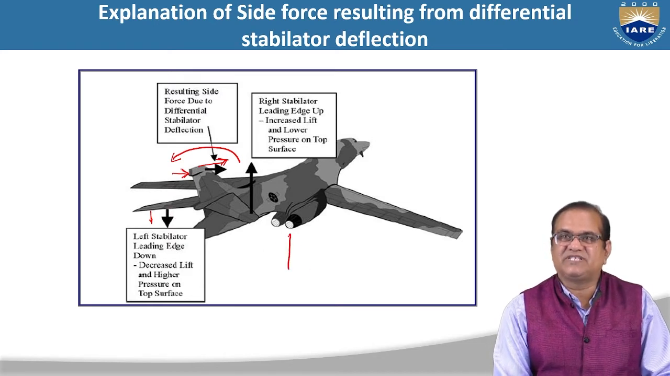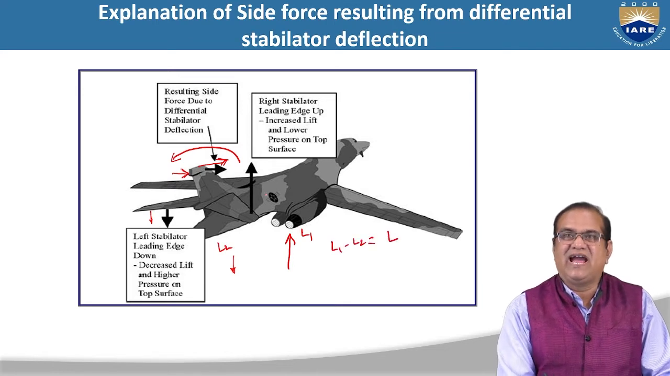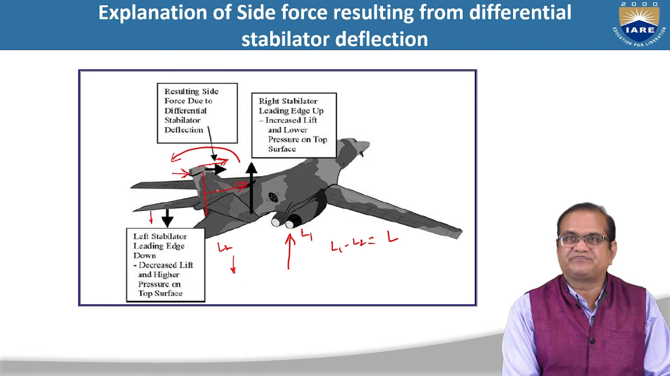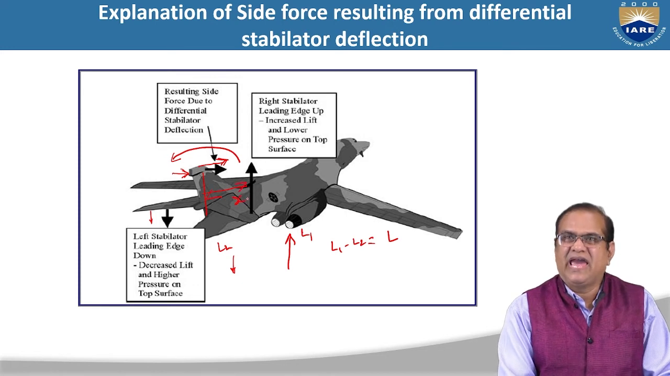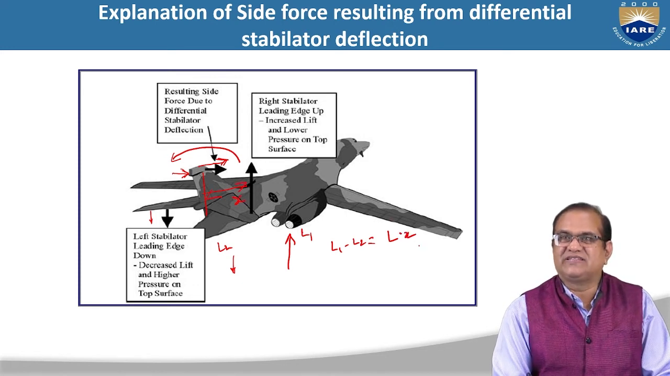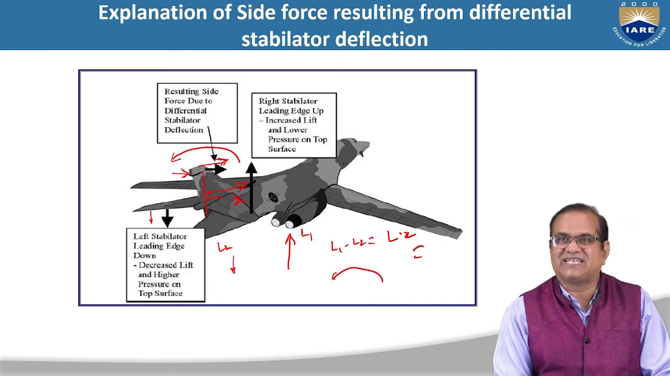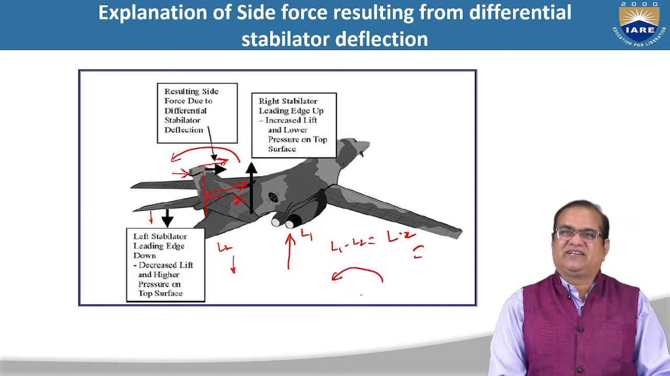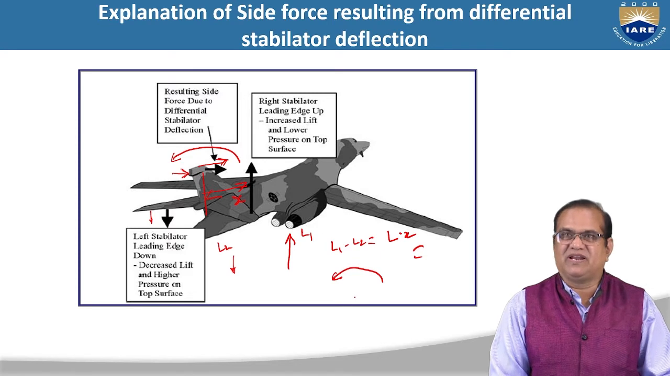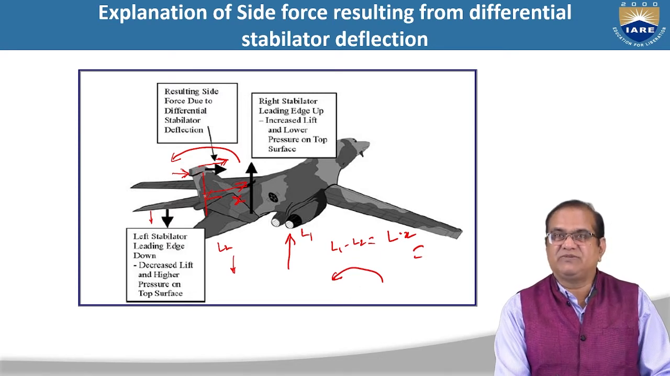The right side lift is this much and the left side is this much. So there is a difference in L1 and L2. L1 minus L2 is equal to L, and L into this distance X, so L into X, gives this much moment in this direction, anti-clockwise. So how will this aircraft be stable? This stability will be achieved with the help of the vertical stabilizer, or the vertical fin.